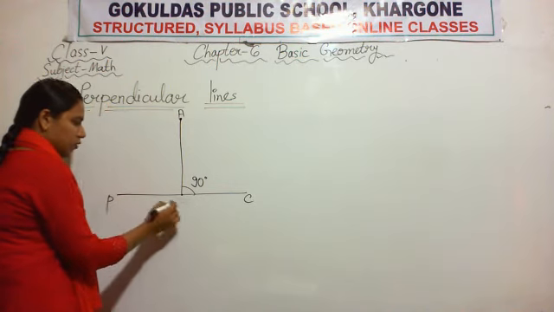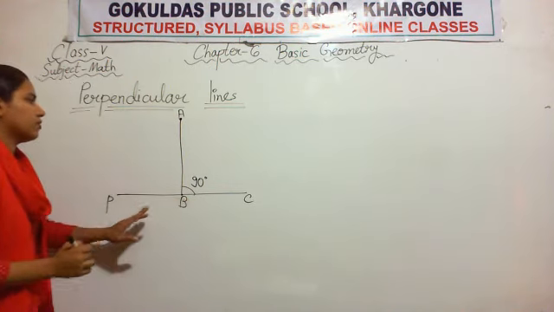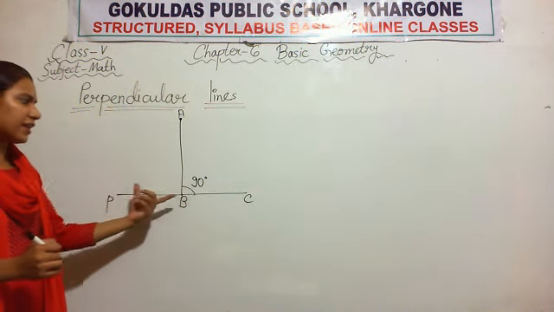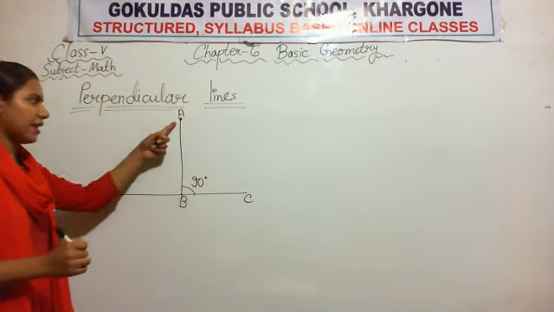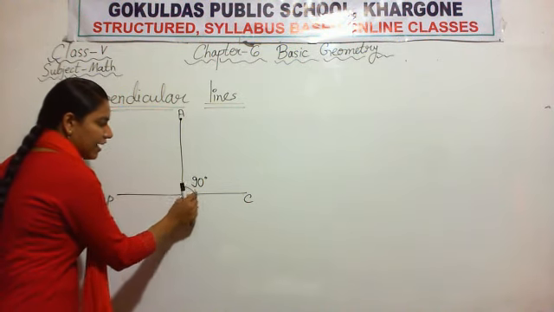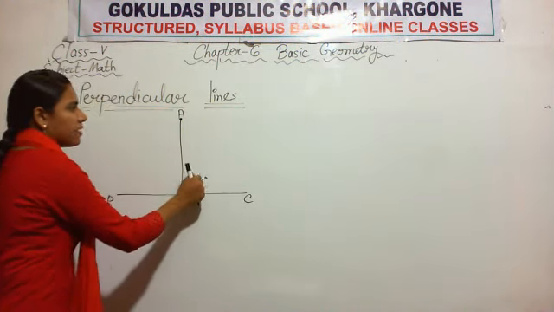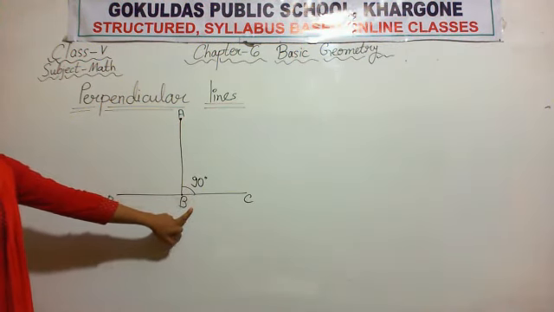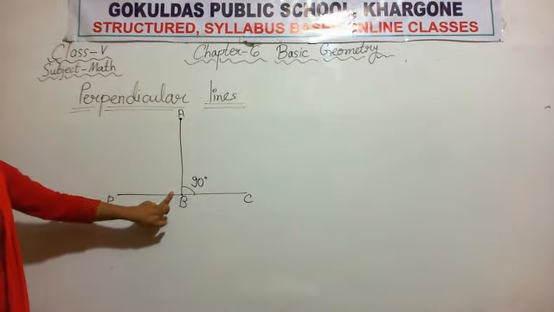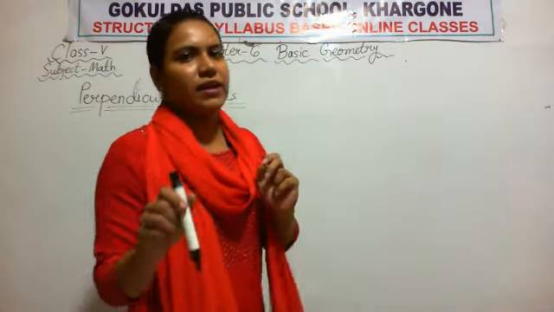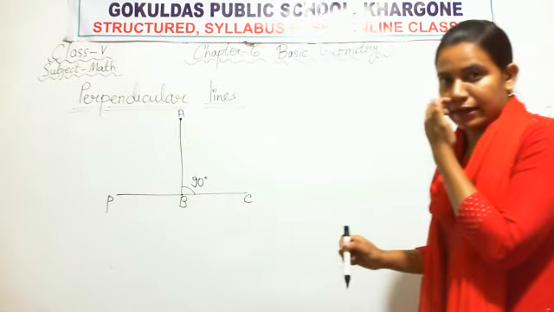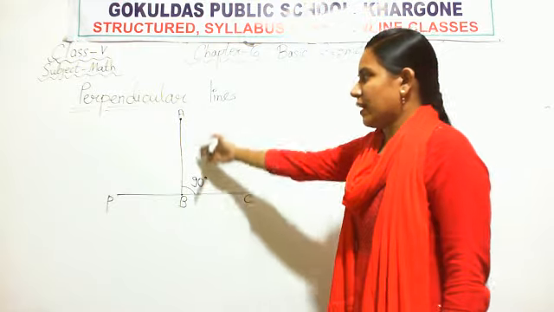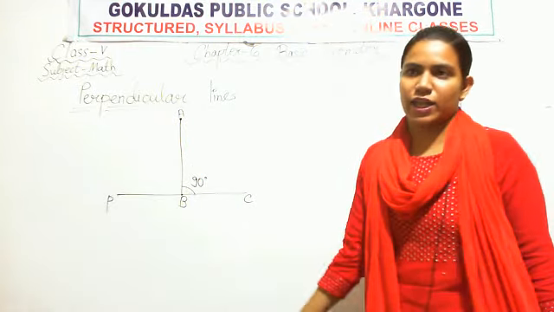Or line PQ. Line AB is making an angle of 90 degrees with line PC. It means line AB is perpendicular on line PC. So if any line is making a 90 degree angle with another line, it is known as a perpendicular line. So line AB here is known as a perpendicular line.